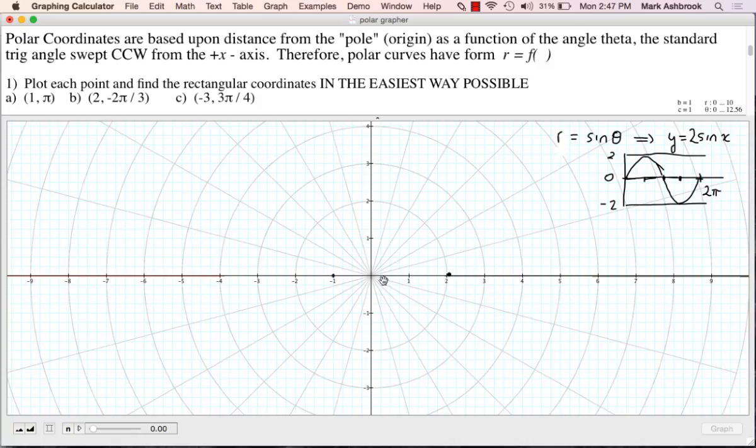So we can start by looking at, as we vary theta from 0 to pi over 2, so we're looking at this part of the graph. If we vary theta from 0 to pi over 2, right here, what does r do? That's our y coordinate of this graph. So r is going to go from 0 to 2. Okay?